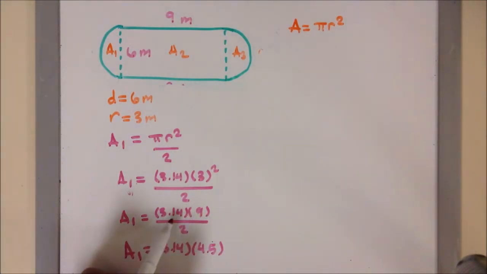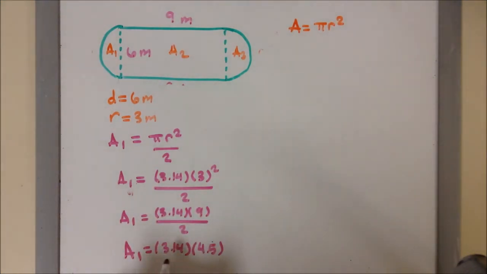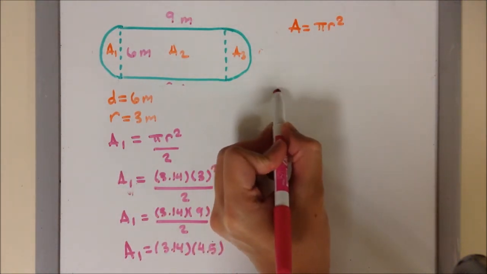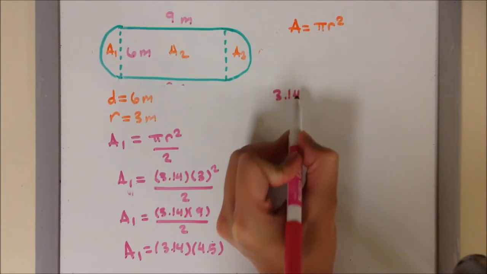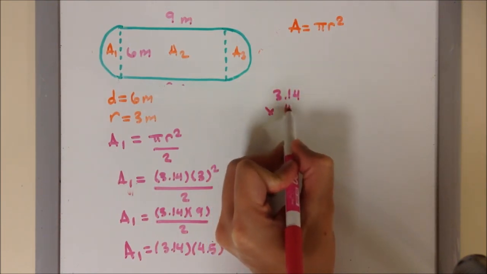Since the top part is multiplying, I only need to divide one factor, which I chose the 9, and I divide by 2. Since these two are multiplying, I can choose one to divide, which I got 4.5. Next, I'm going to multiply 3.14 by 4.5. So I'm going to write right here, 3.14 times 4.5.